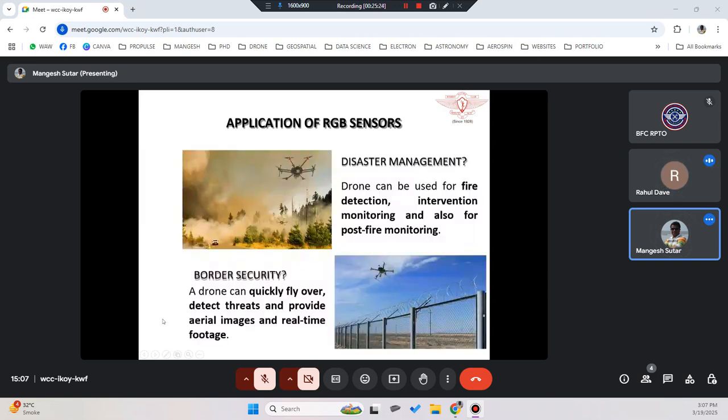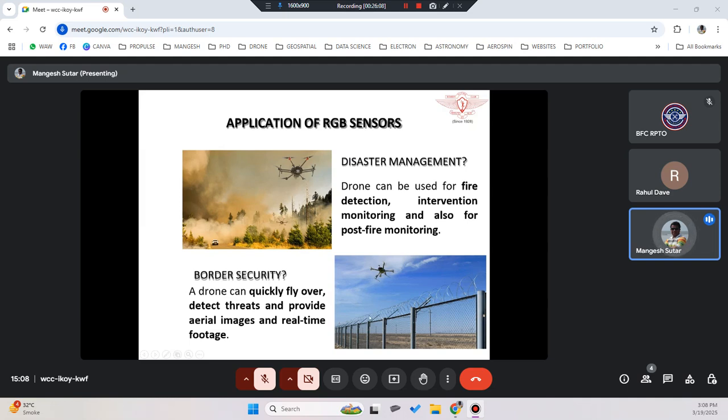Got it. Okay. What are the other applications of RGB? In disaster management, drones can be used for fire detection, intervention monitoring, and also post-fire monitoring. We have seen this kind of drone used in Africa, where they regularly fly the drones and were able to detect fires at an early stage, before the fire becomes very big and unmanageable. Till that time, a lot of people in the forest don't know about the fire. But as you regularly put the drone up for detection and monitoring, that has actually reduced a lot of fires in forest areas, and also helps with border security.